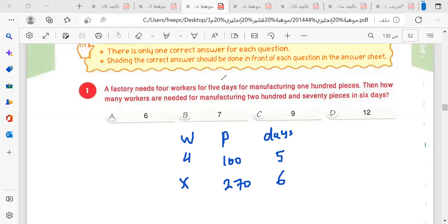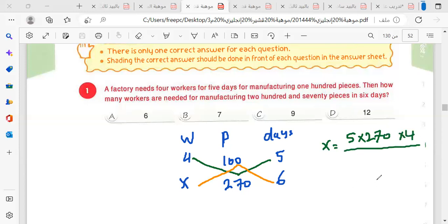cross multiplying. So you can multiply 3 quantities, this 5 times 270 times 4 divided by 2 quantities, 6 times 100. So now I can write X equals 5 times 270 times 4 divided by 6 times 100. Then we simplify.